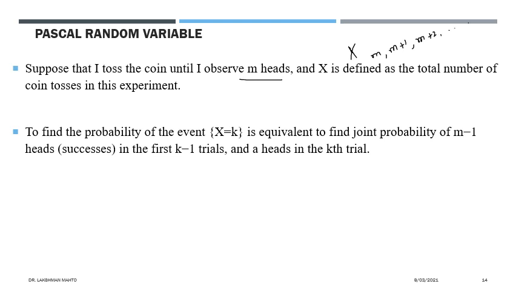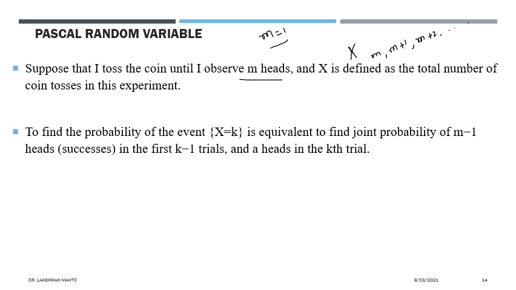So the geometric random variable was a special case of Pascal random variable with m equal to 1. So that's where the geometric random variable started with 1, 2, 3, 4, 5, like this way. But here the Pascal random variable will start from m, m plus 1, m plus 2, m plus 3, and it will go like that way.